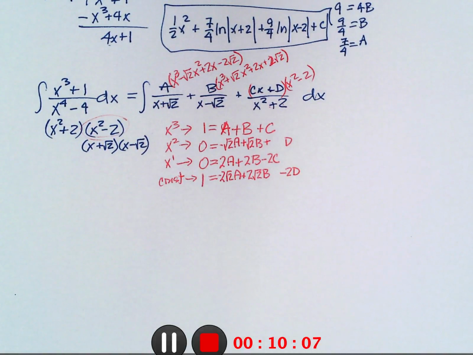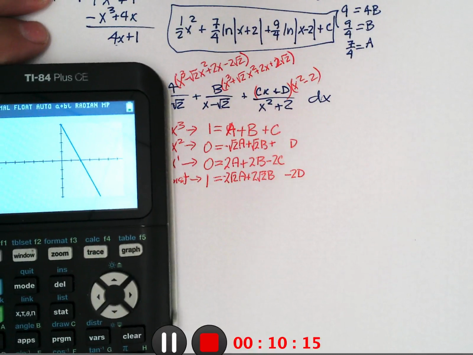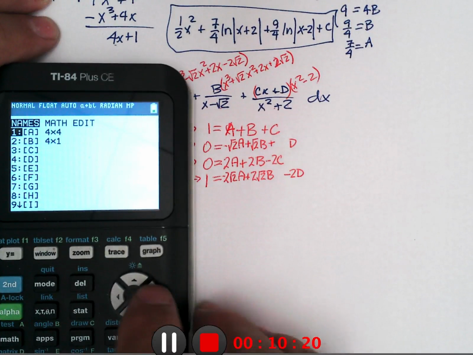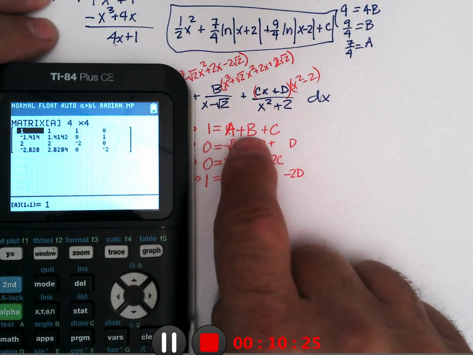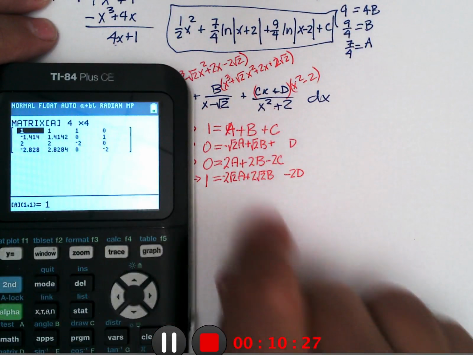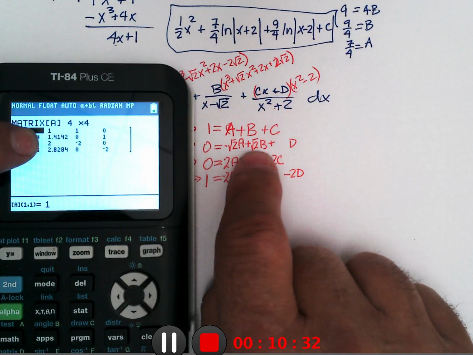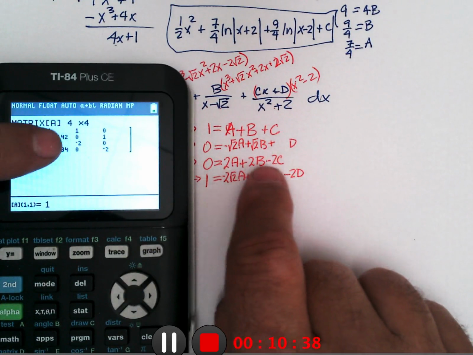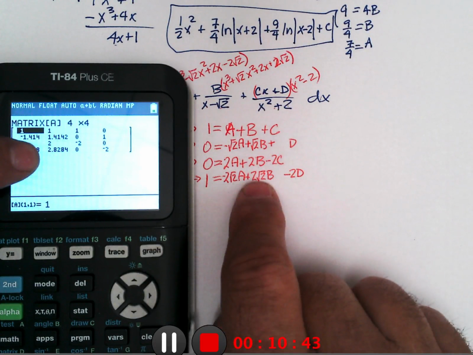There it is. And we do second matrix, edit, 4 by 4. We have 1, 1, 1, 0. I already have that in. We have minus square root of 2, that's that. Square root of 2, 0, 1. We have 2, 2, minus 2, 0. Minus 2 square roots of 2, 2 square roots of 2, 0, minus 2. That's what I have in.